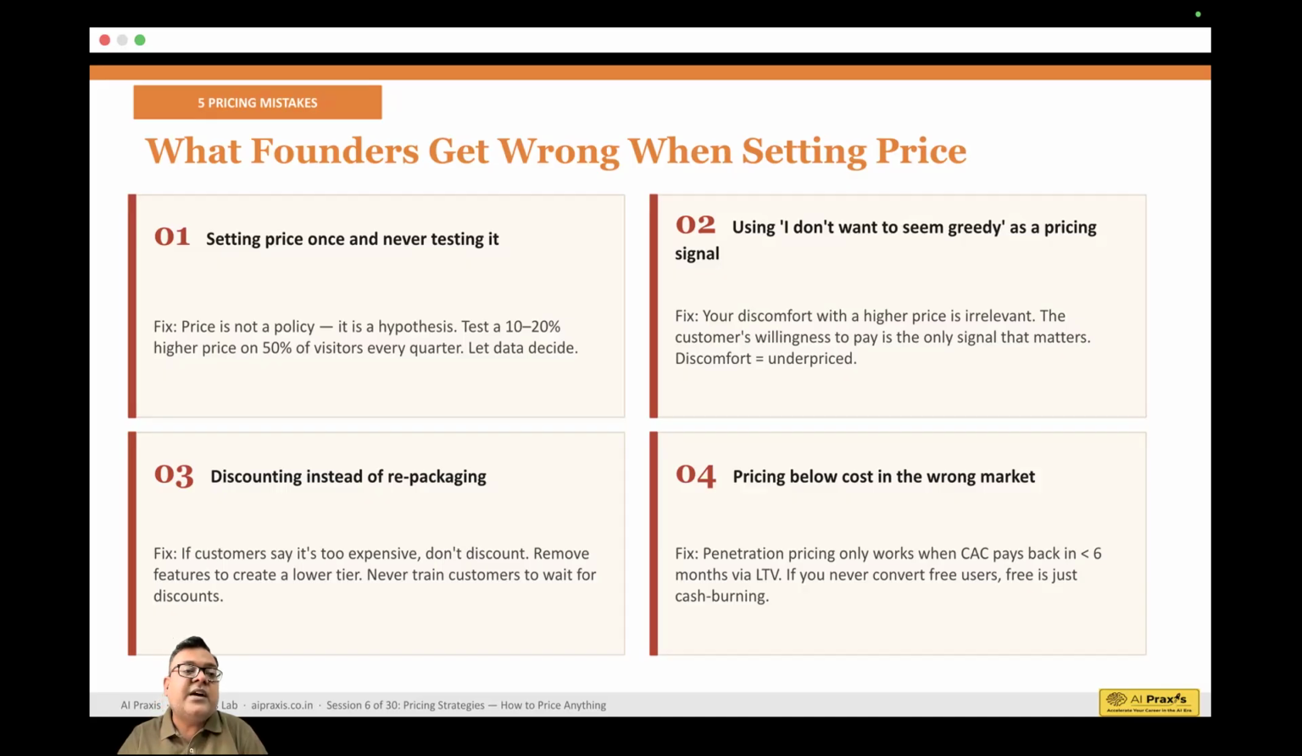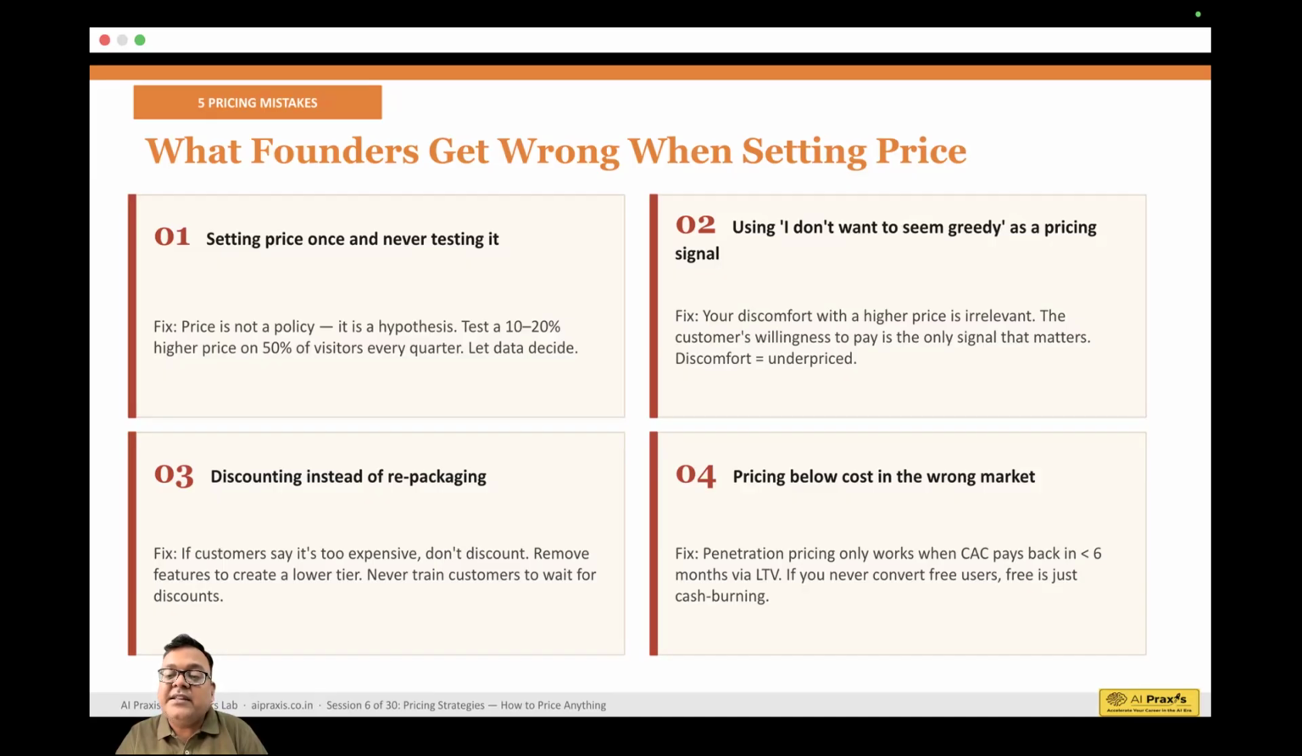The third one is discounting instead of repackaging, because you don't want to lose your customers. The fix is very simple. If customers say it's too expensive, don't discount. Remove features to create a lower tier, because otherwise they will not have any confidence. And every time you face this dilemma, you keep reducing the price. So never train customers to wait for discounts.